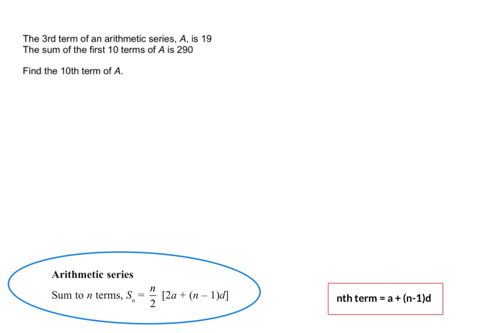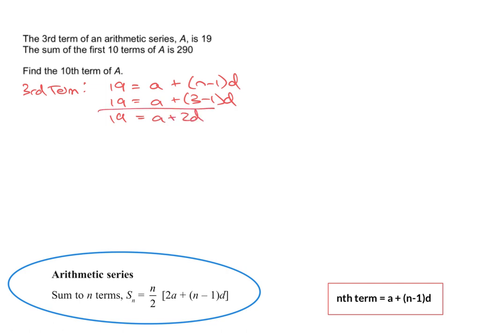Let's write a couple of equations. So it says that the third term is 19. So 19 equals a, which is my first term, plus n minus 1 times d. n is obviously 3 in this case, so 19 equals a plus (3 minus 1)d. So 19 is equal to a plus 2d. And let's just call that equation number 1.